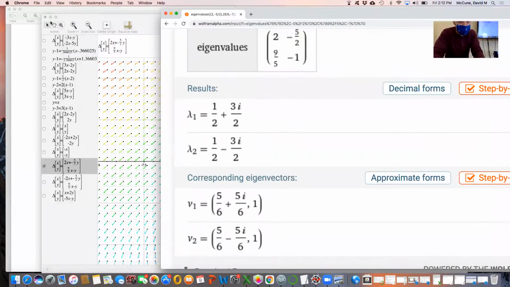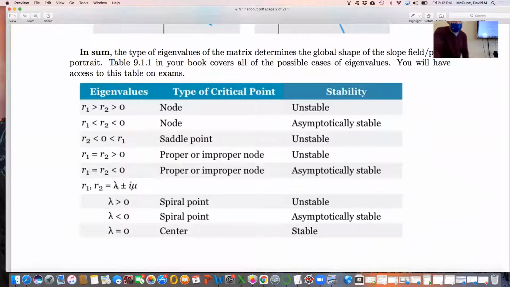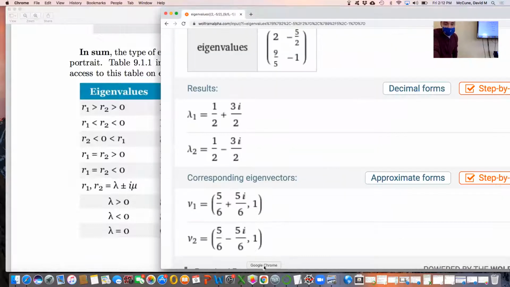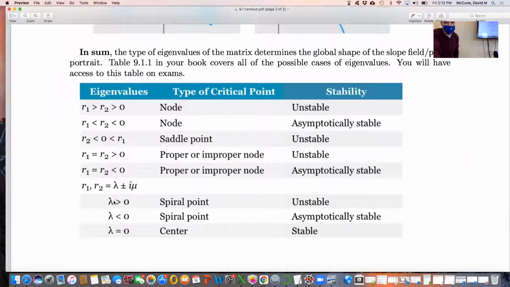And so now I scurry back to this table. I'm like, now what's this called? Okay, so I'm complex. And notice they break complex into real and imaginary parts, right? So it turns out if your real part is positive, that'll give you a different kind of picture than if your real part is negative. So my real part here is positive. Okay, so it's telling me when my real part is positive, I get a spiral, but it's unstable. Let's see if that corresponds to the picture I have.